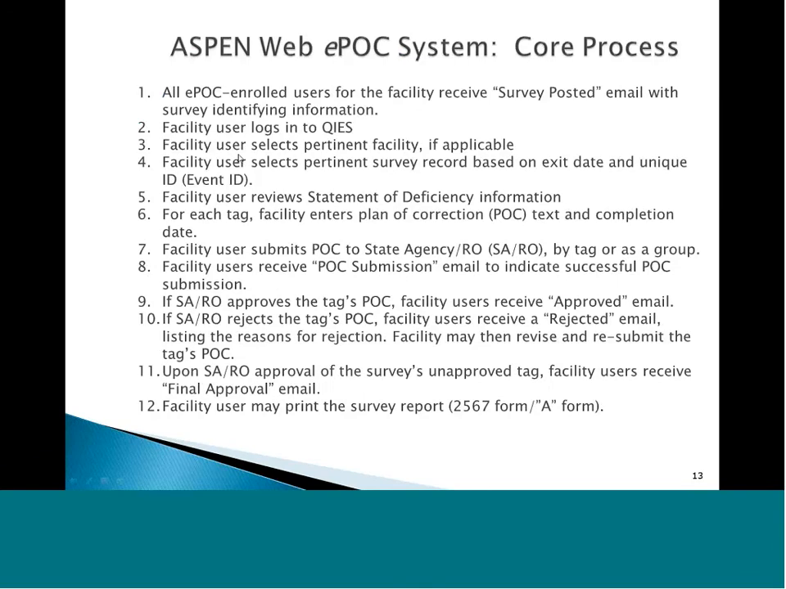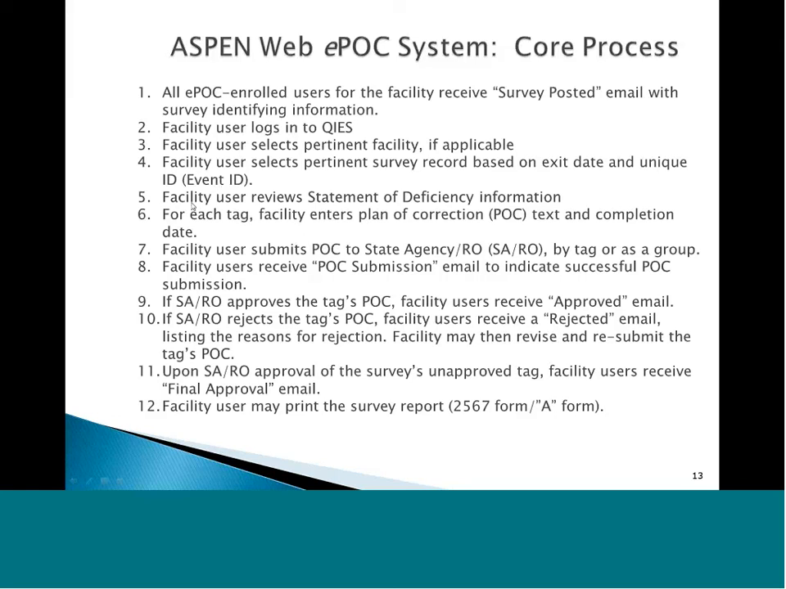Once you've logged in, the third step is to choose a facility. Again, if you are a user who is associated with multiple facilities, then you'll need to choose the facility you need to work with. The next step is from the survey list to choose the survey, again based on exit date and that unique identifier, the event ID, and that information is in the email that you receive, so you should very quickly be able to find it within the survey list so you can work on it.